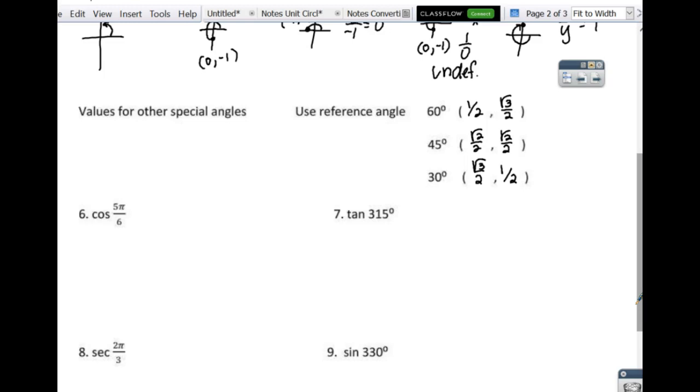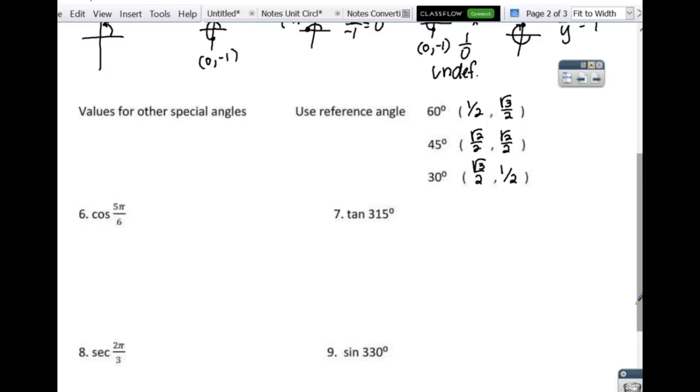Everybody watch. So I want the cosine of 5 pi over 6. And let's say you don't have your handy-dandy, beautiful foldable that I made, okay? It will be sad, but there may come a time you don't have it, like a test. All right, so cosine of 5 pi over 6.